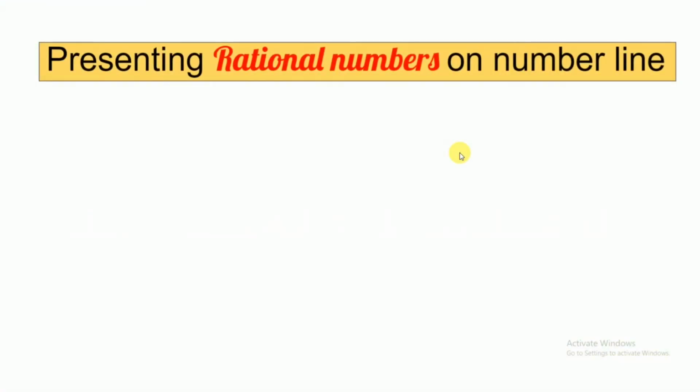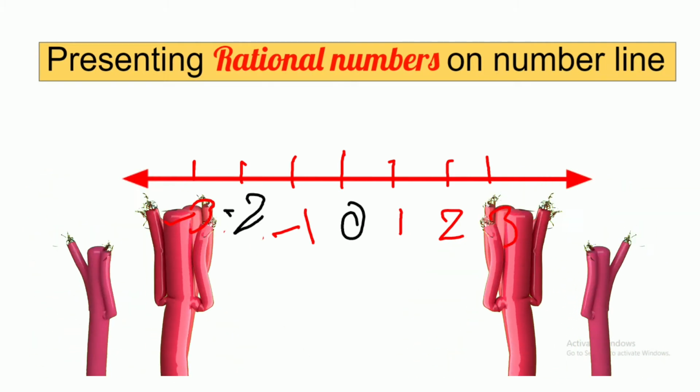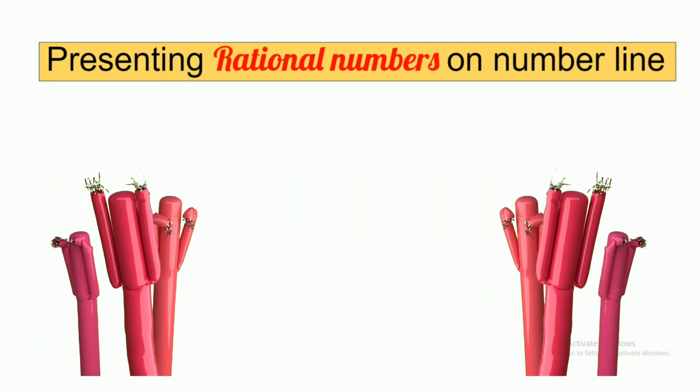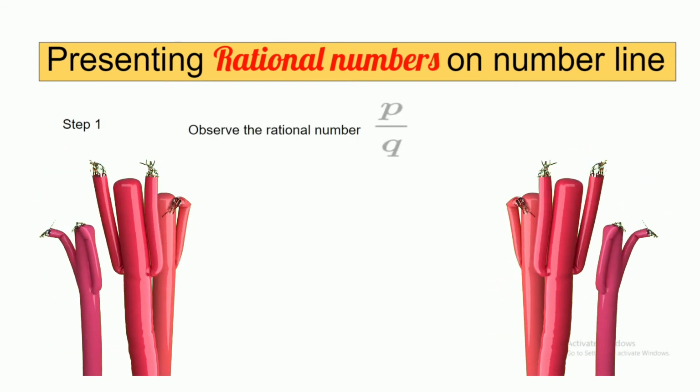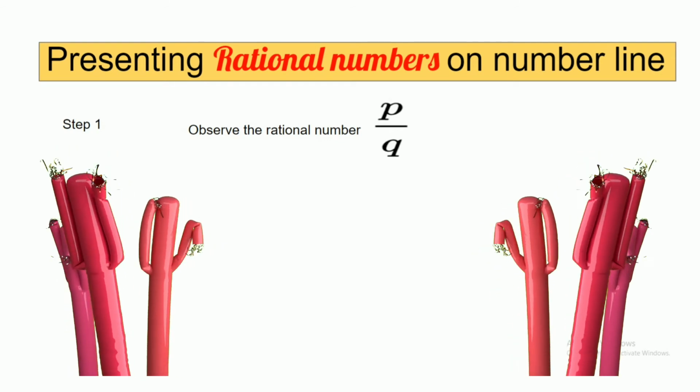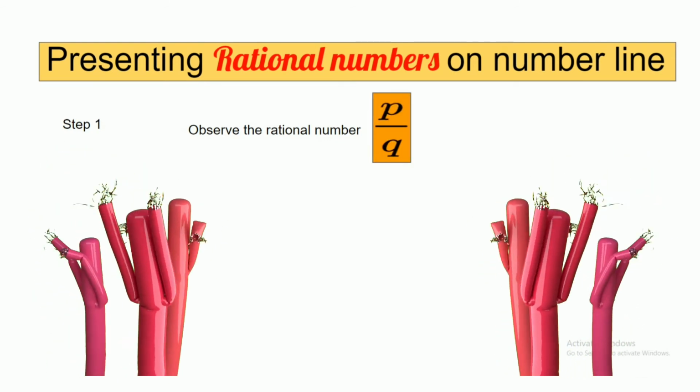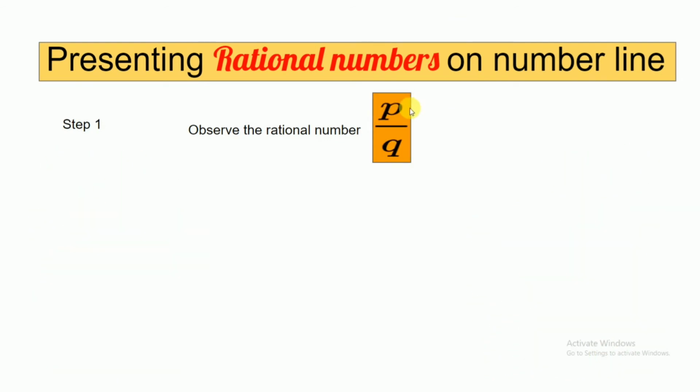So friends, our today's topic is presenting rational numbers on the number line. This is going to be a very interesting lecture. Here, first of all, we would observe a rational number, that is P upon Q. In the first case, the numerator would be less than the denominator, and in the second case, the numerator would be greater than the denominator.